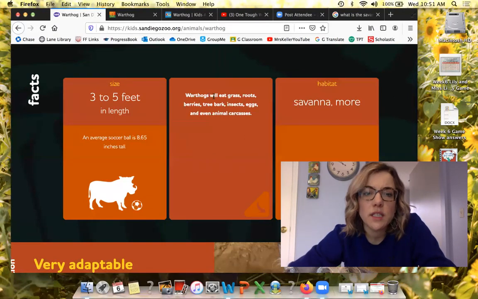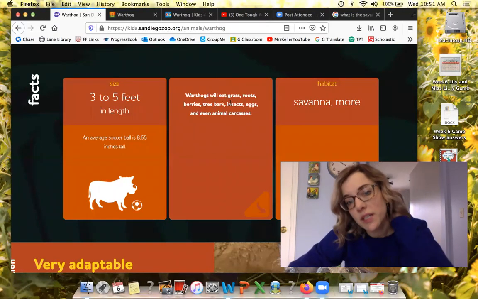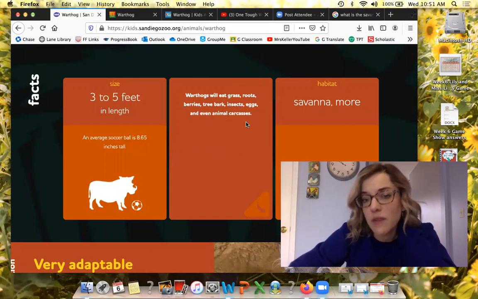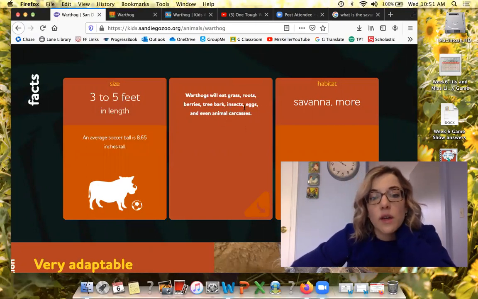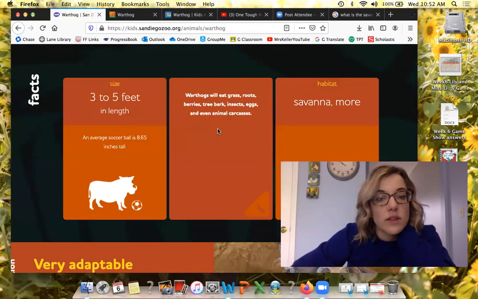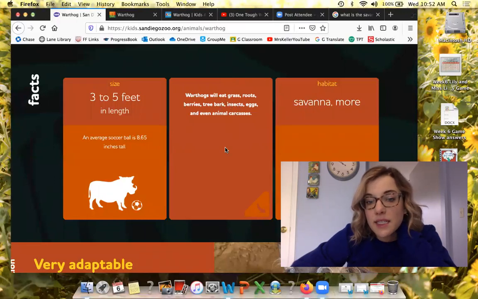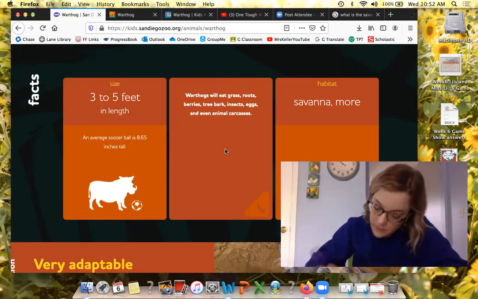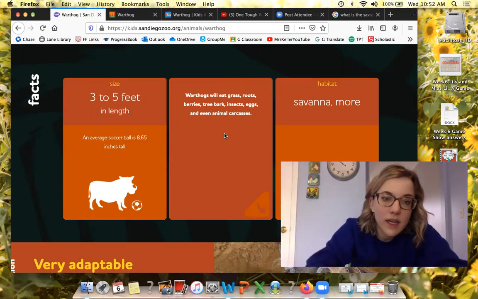It says warthogs will eat grass, roots, berries, tree bark, insects, eggs, and even some animal carcasses, which is animals that have passed away. So not only do warthogs eat plants, but they also eat some insects, and if they need to, they will eat animals that have passed away. So what do they eat? I've got a list right here.